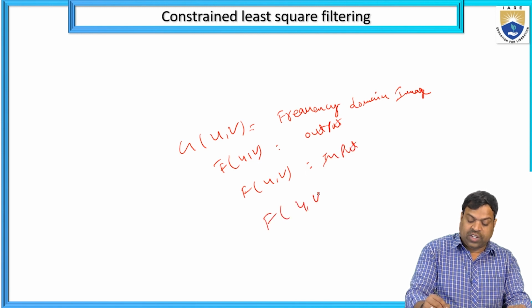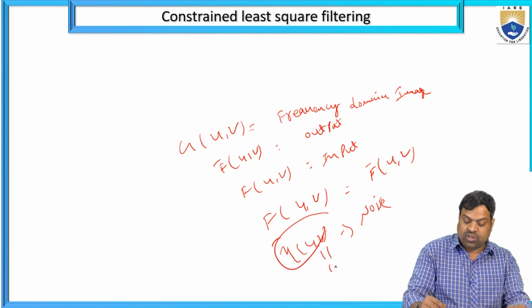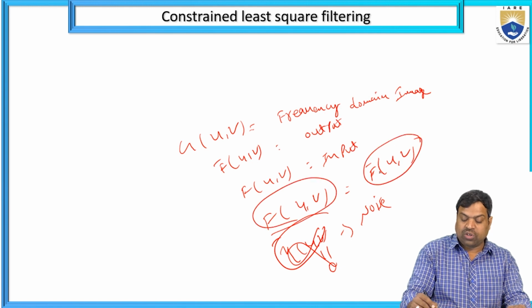So what is our target? F of (u,v) equal to F dash of (u,v). That is our target. So I have to remove the N of (u,v), that is, I have to remove the noise. It is equal to 0. So if the noise is 0, the input equals the output.